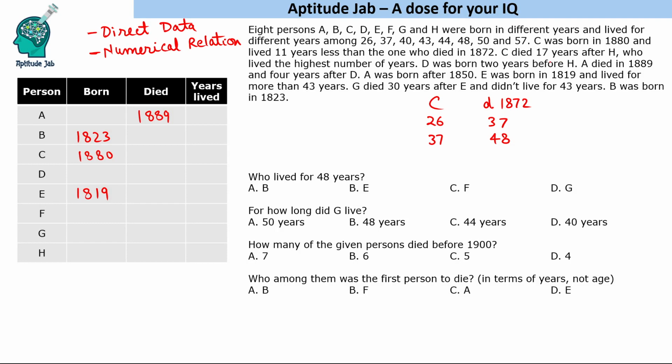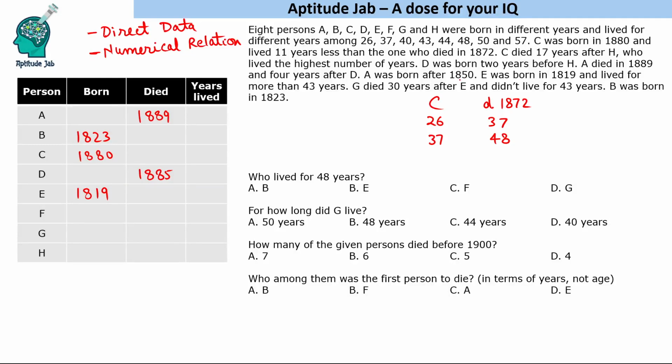C died 17 years after H, so we do not know when C died. A died in 1889, 4 years after D. So that means D died in 1885. That also should have been put in the direct data. Now, A was born after 1850.